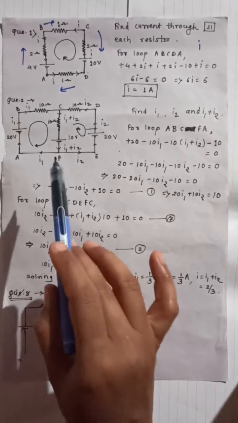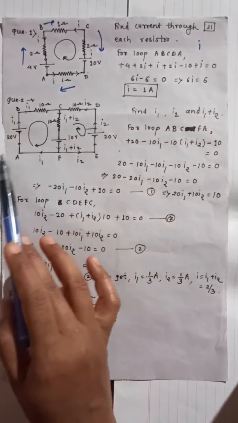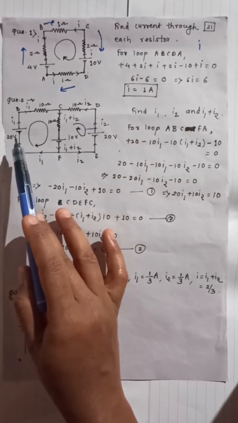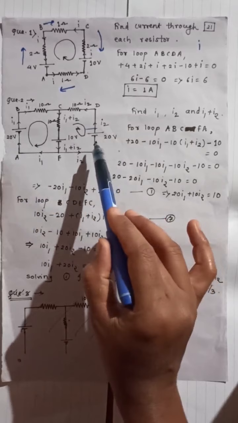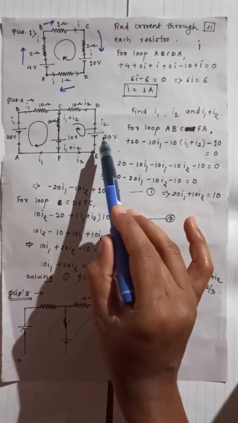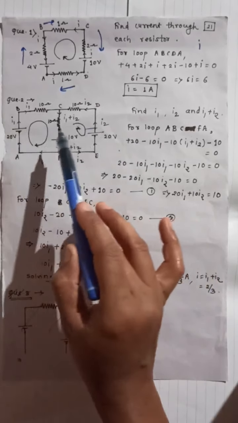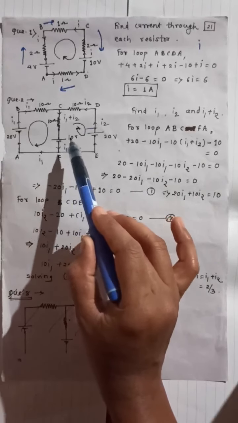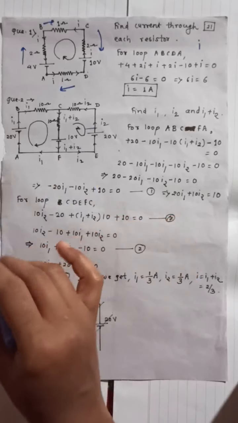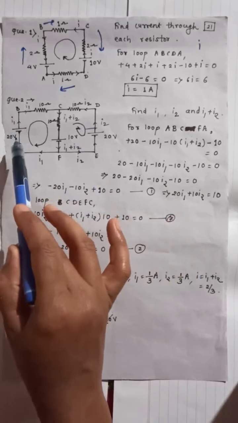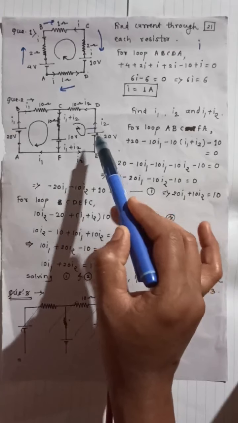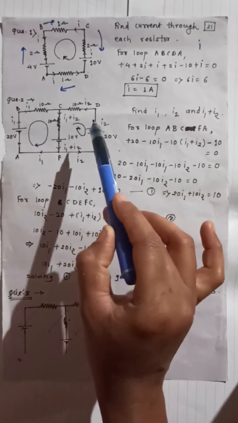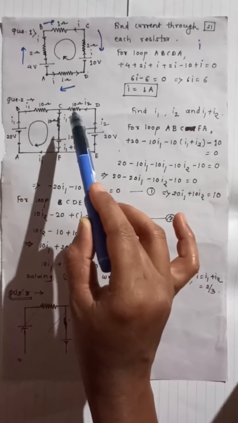So consider this example, second example, in which two cells are there. This is the first cell with the voltage 20 volt and this is the second cell with the voltage again 20 volt. Now there are three resistors. Along with these two there is another cell with the voltage 10 volt. So draw current I1 from this cell and current I2 from this cell. So I1 flows through the resistor 10 ohm and this I2 flows through the resistor here 10 ohm.